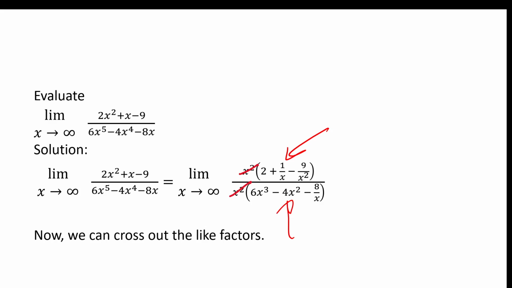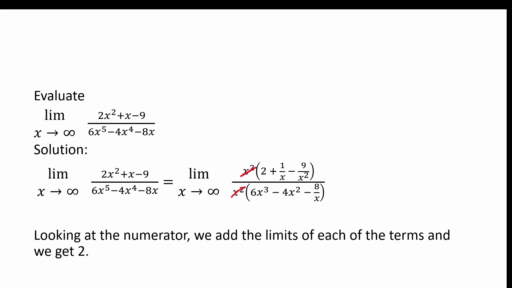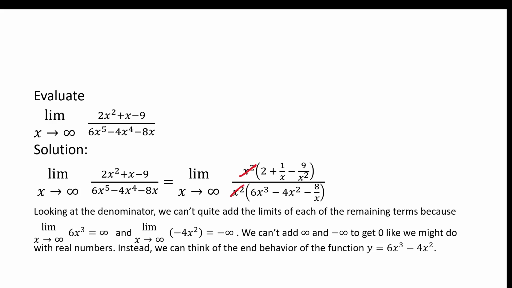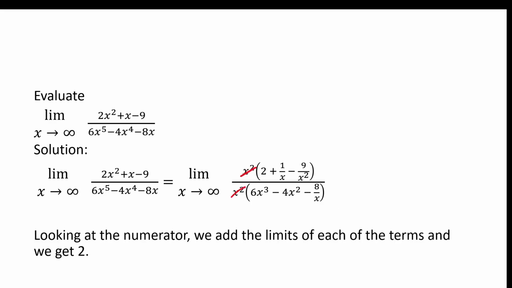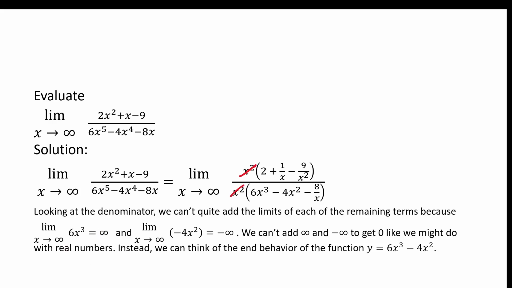Now, as x goes to negative infinity, the limit of 2 is 2, plus a 0, plus a 0, so our numerator is 2. But our denominator, the limit as x goes to infinity of 6x cubed is infinity. And the limit as x goes to infinity of negative 4x squared is negative infinity.